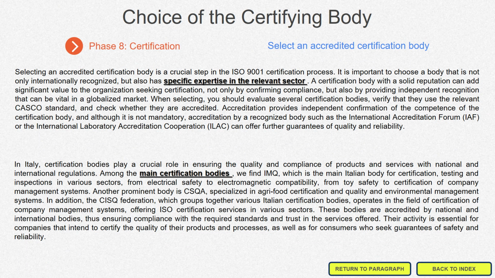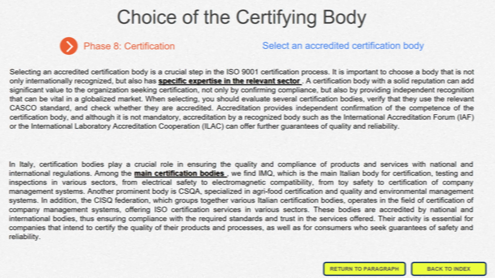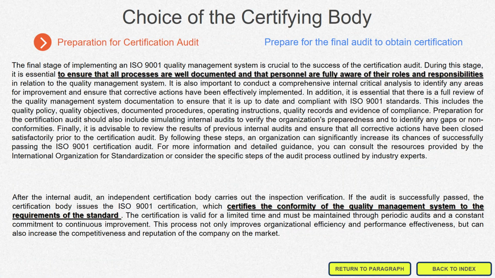Select an accredited certification body with sector expertise. Accreditation provides confidence in the certification process. In Italy, bodies like IMQ, CSQA, and CISQ play key roles in certifying quality and compliance. Prepare for the final certification audit by ensuring all processes are documented and staff know their roles. Conduct internal audits, review documentation, and close corrective actions to increase your chances of passing the audit.